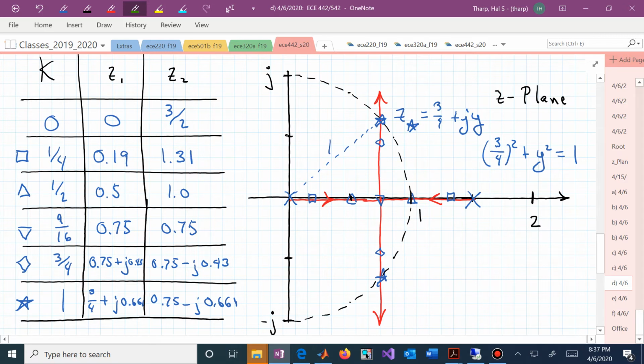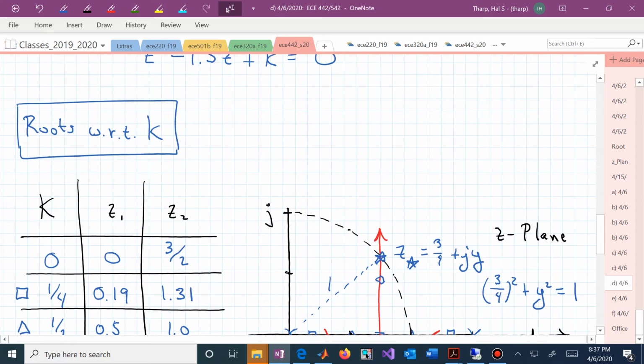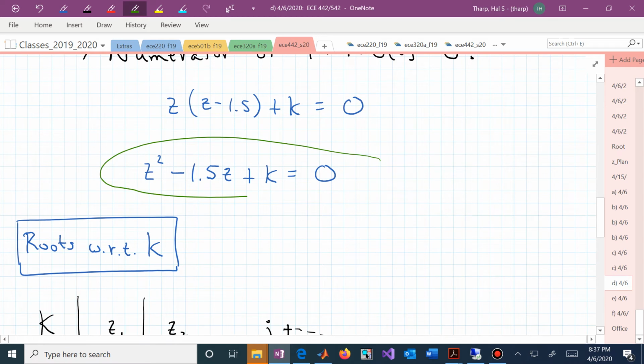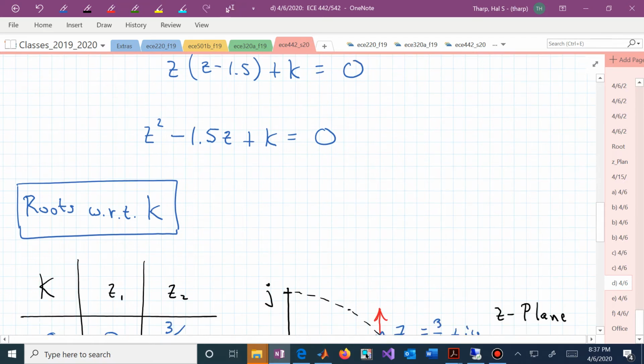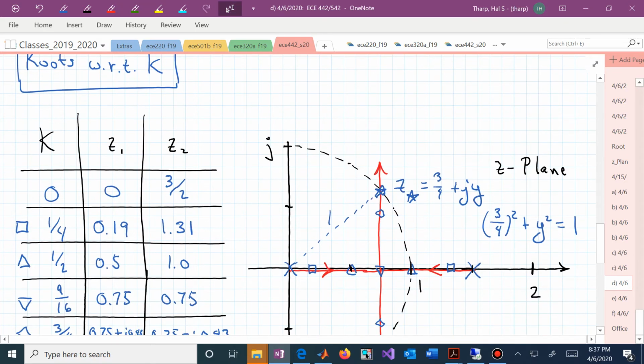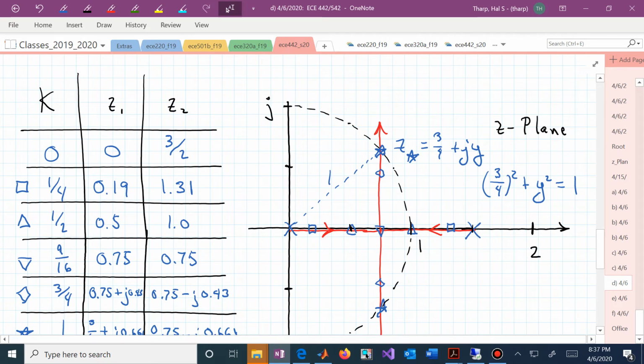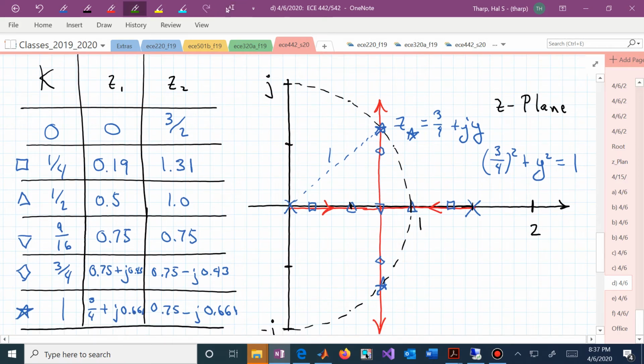When the gain k, and think of k in this expression as an adjustable knob, and we're turning that knob from 0 all the way up to infinity. At a value of 0, we have 0 and 1.5. When we crank the knob up to 0.25 or 1/4, one pole ends up being almost at 0.2, and the other pole has moved down to 1.31 from 1.5.